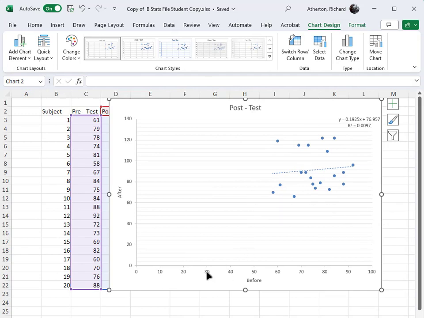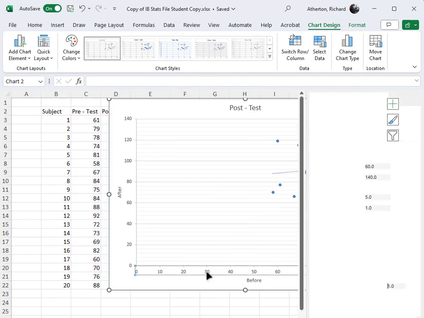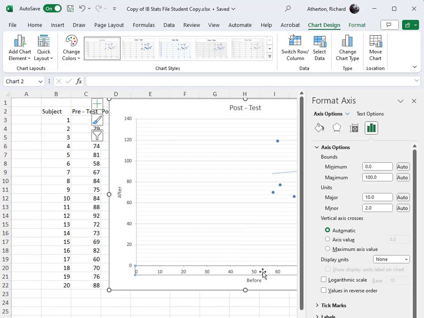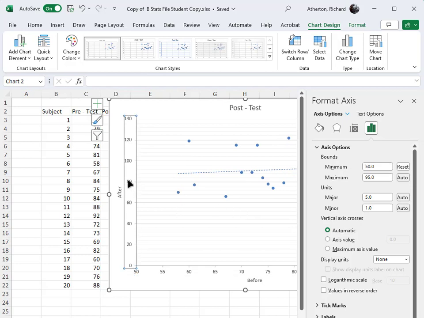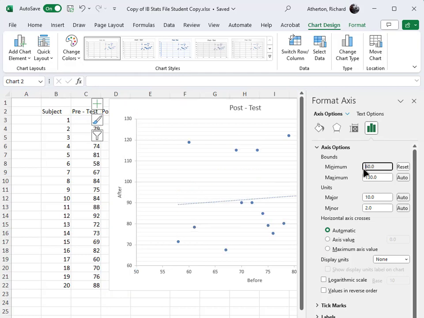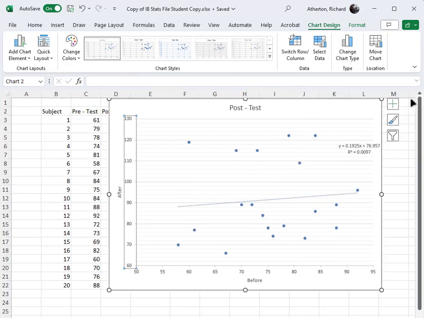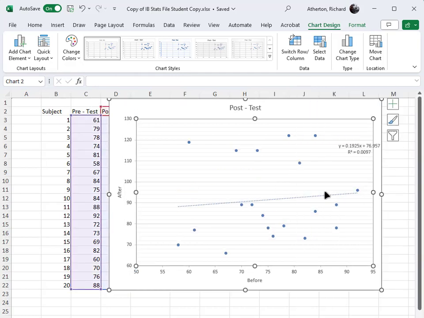So I'm going to double click on any of the numbers. And it says from 0 to 100. No, let's go 50 to 100. And then the same here. I've got nothing below 60. So let's not waste space. Let's go from 60 to 140. And then this is my data with a correlation on it. And it tells me what the R value is.